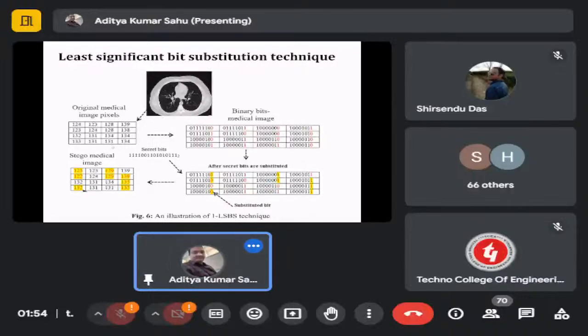This is called reversible, I mean irreversible. So, LSB is mostly famous as an irreversible technique, where we just retrieve the embedded information or any kind of medical information, right? But we are not getting the original pixel back. In this case, it's quite interesting to see: if you get it back, then it is called a reversible one.